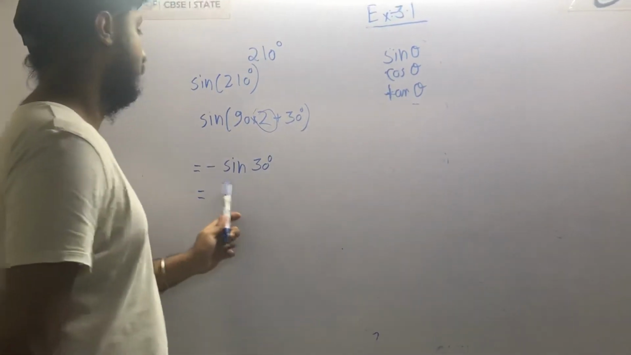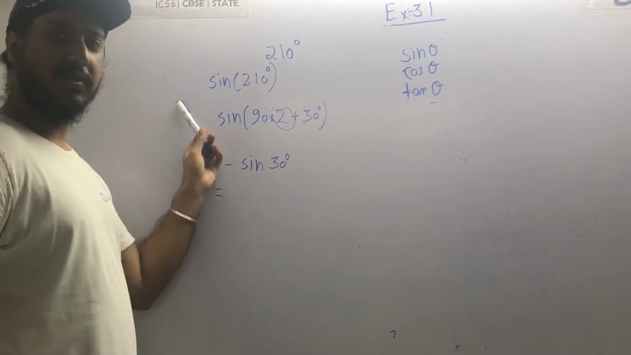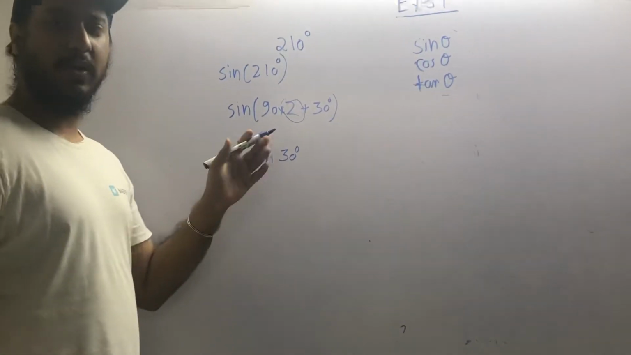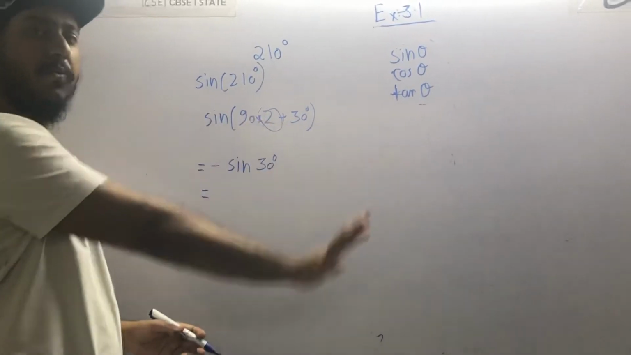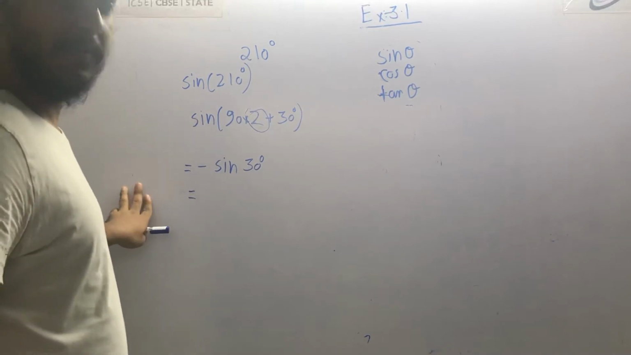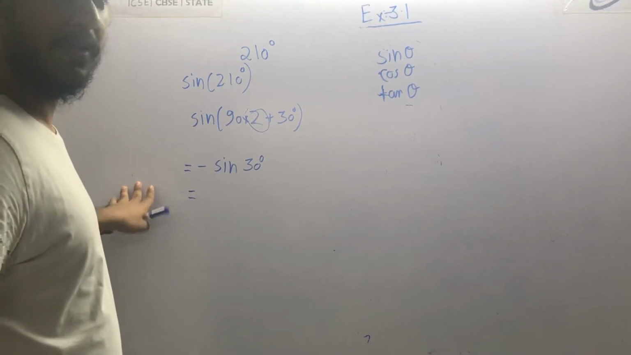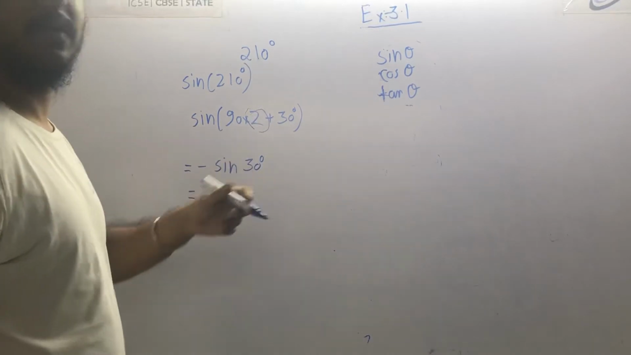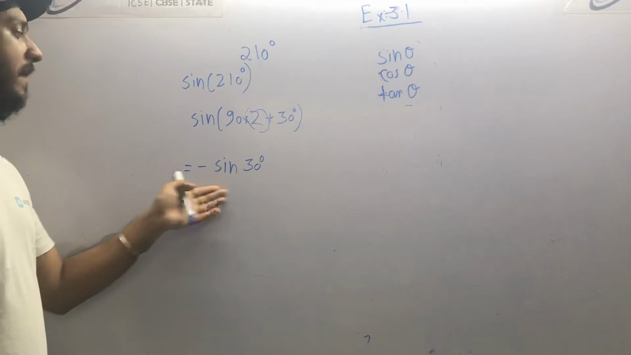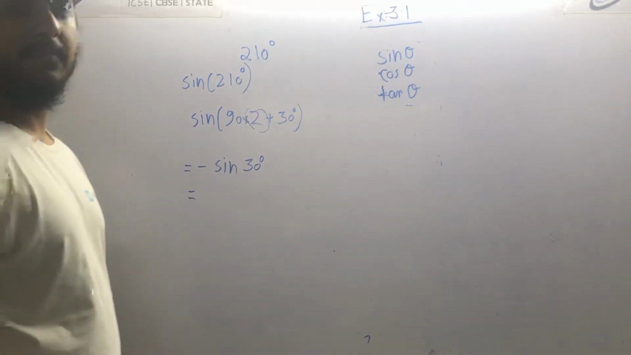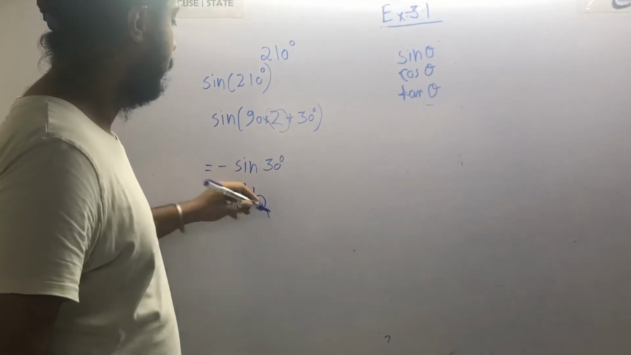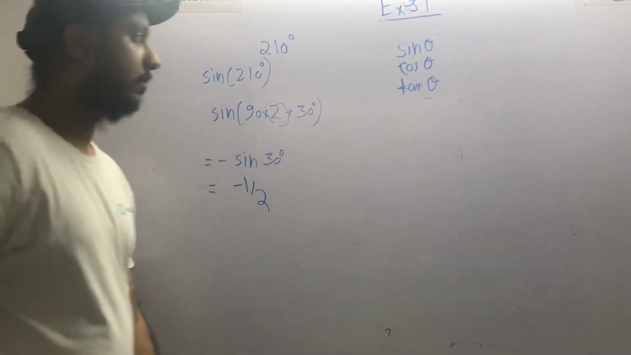So you will write here sine 30. Don't worry, I will show you this 90 into 2 plus 30, how I am doing it and why I am doing it, later. After this exercise, we are going to talk all about this. Don't get confused. For now, just do as I am showing you. Later on, I will explain everything, why this becomes cos, why this becomes sine. So this one will be minus sine 30. What is sine 30? It is 1 by 2. So this will be minus 1 by 2.